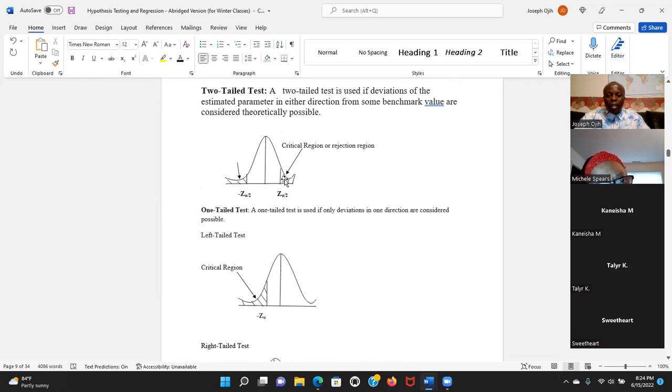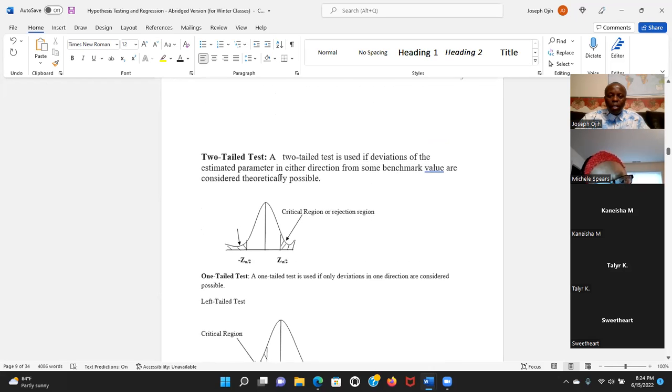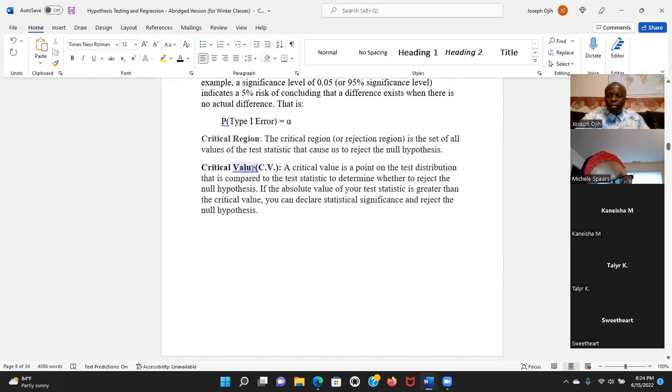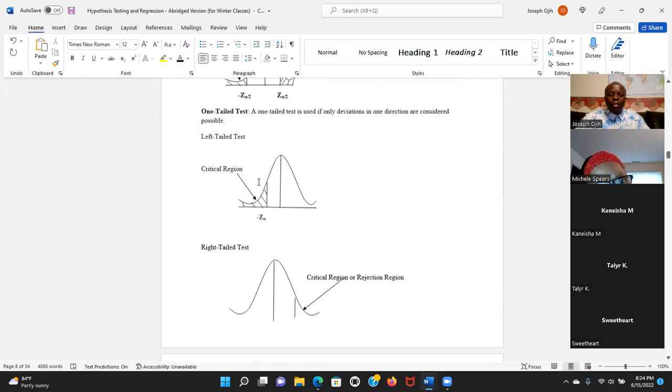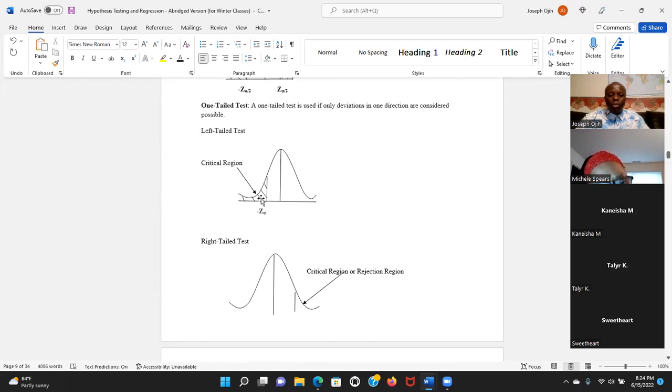So the shaded region is the critical region, or the rejection region. Now you see this line that cuts the critical region off from the non-critical region. That is what we call the critical value, the value at that point. So for the left tail test, if your answer falls in the critical region, you reject.